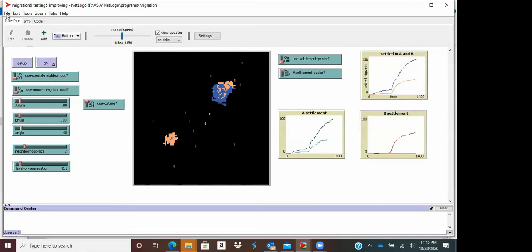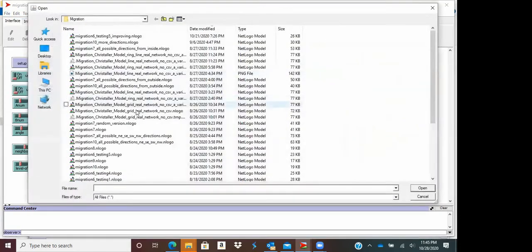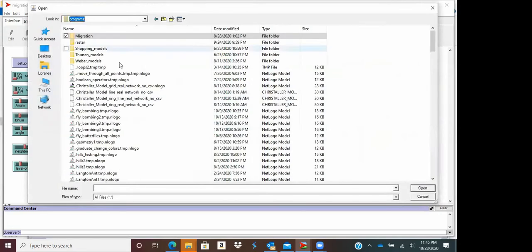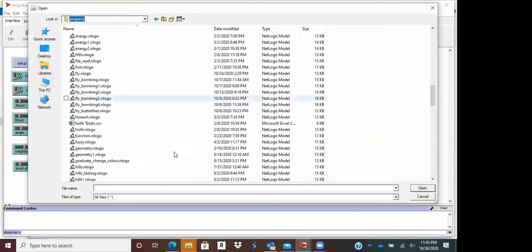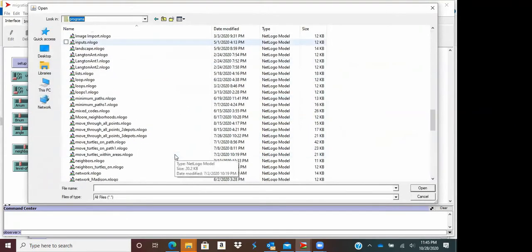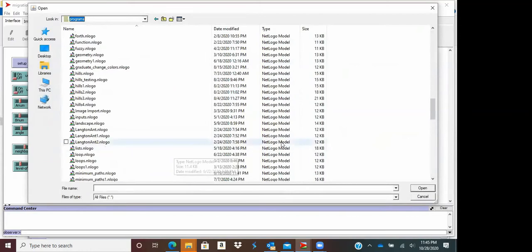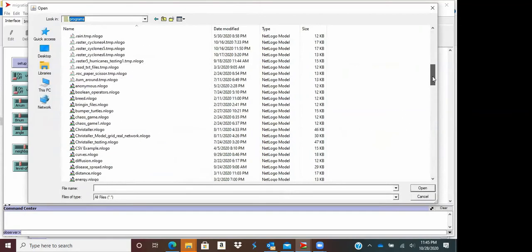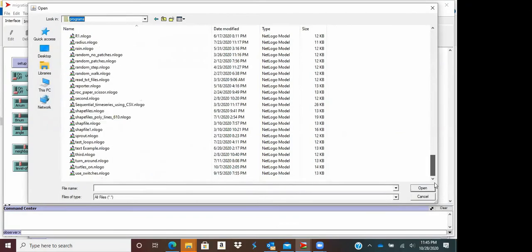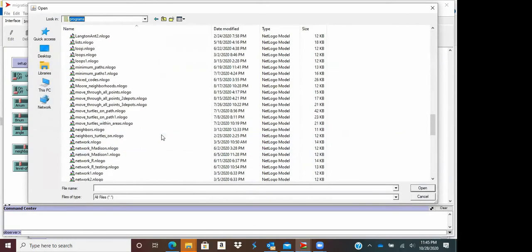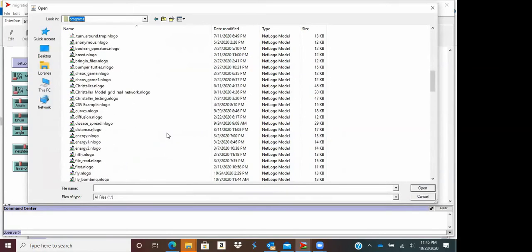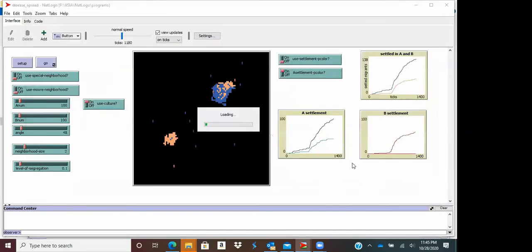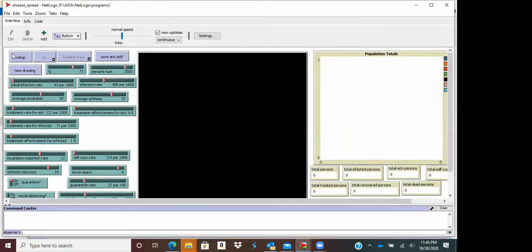And finally, let's show a model. Now we're talking about pandemics. Let's show a model that shows the spread of diseases. Okay, this is a model that is particularly designed for this event. Let me go find that model. Disease spread. So this is a model that has a lot of buttons here.